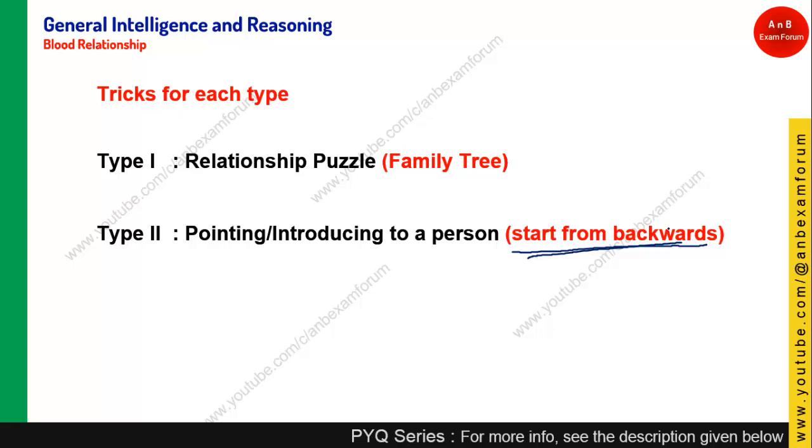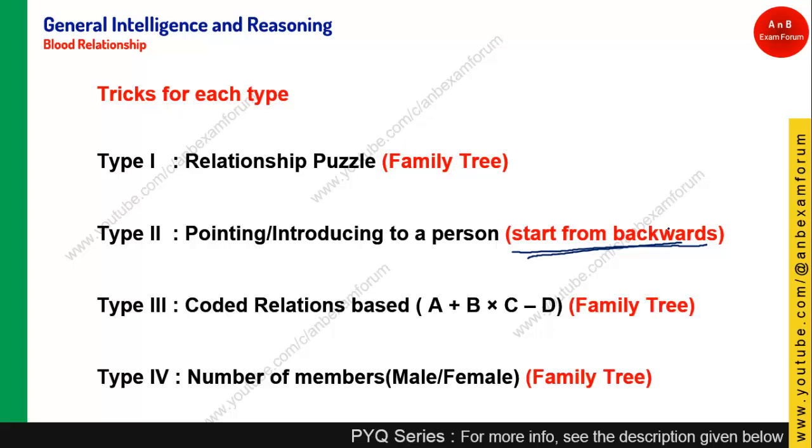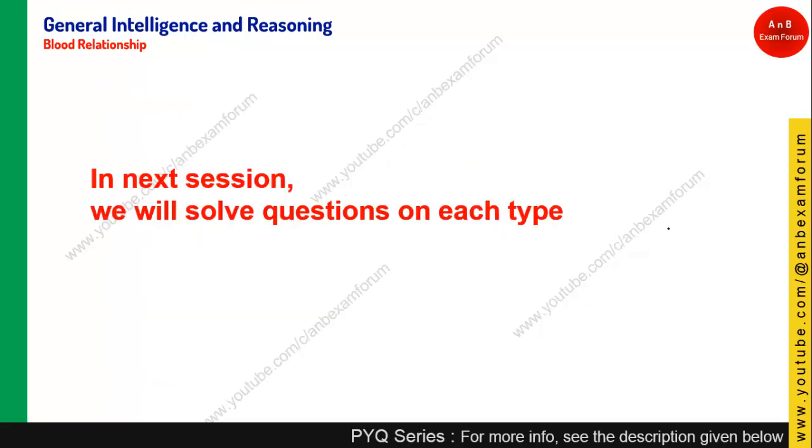In coded relations and the number of males and females, for all these you need to have the family tree. By making the family tree you can easily see the overall picture. You can easily deduce the relationship between the persons given in the family tree, and you can answer those questions very easily. So in the next session we'll solve previous year questions on each type. I hope I have given some good information in this particular chapter.